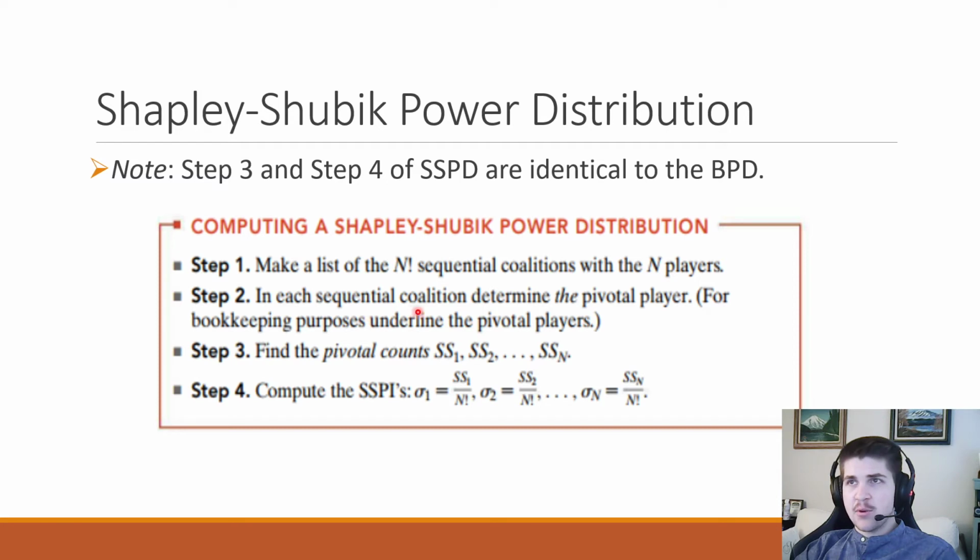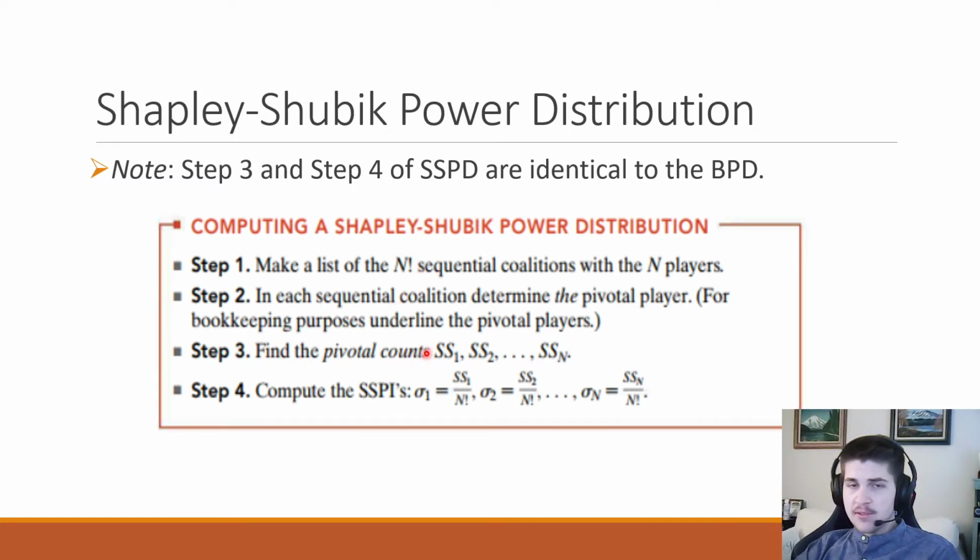Step two says, in each sequential coalition, determine the pivotal player. For bookkeeping purposes, underline. So similarly, we're going to find who is pivotal. Now, one notable difference with Shapley-Shubik is there can only be one pivotal player per sequential coalition, based on the way that term is defined. With Banzhaf, remember, it could have been everyone that was critical, or only one player, or nobody. It just depended on the coalitions themselves. But with sequential coalitions, there can only be one pivotal player, and there will always be one.